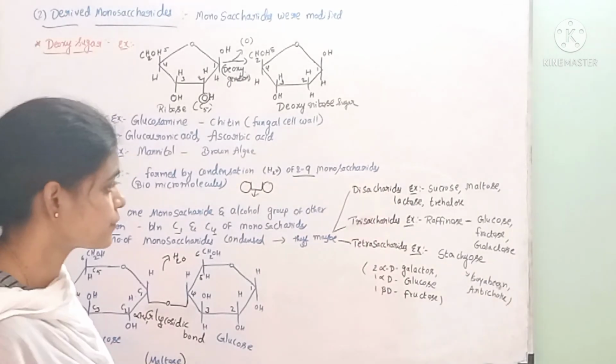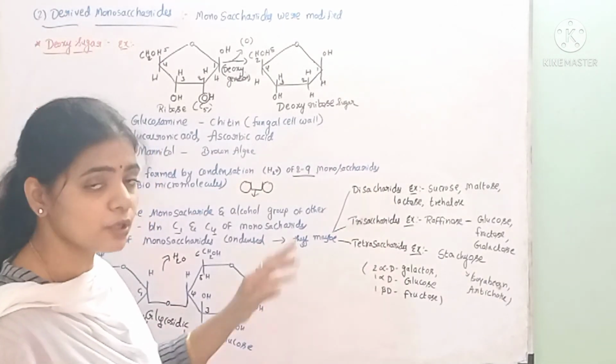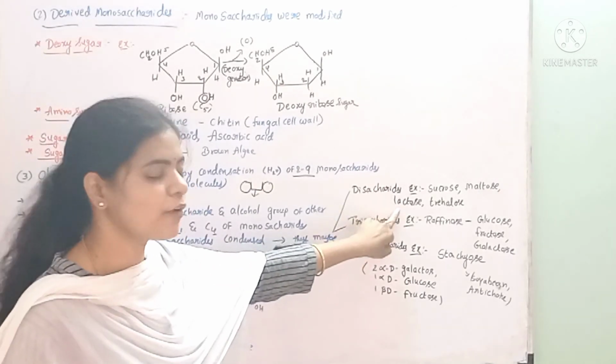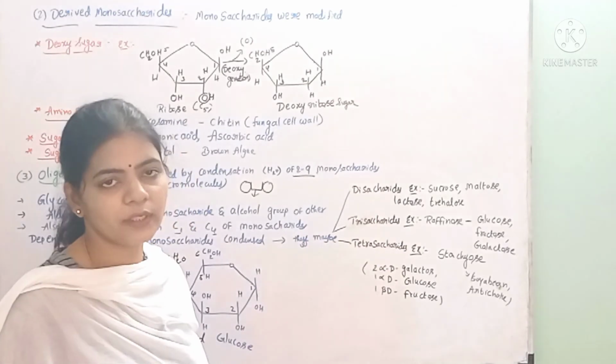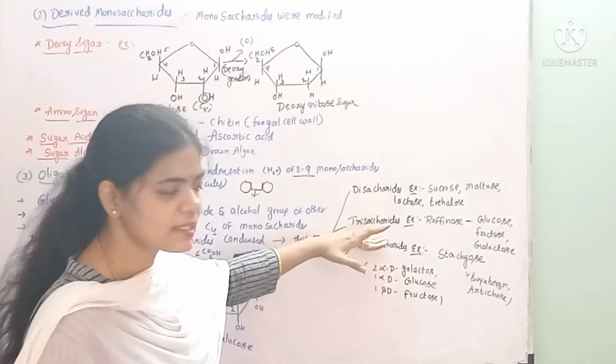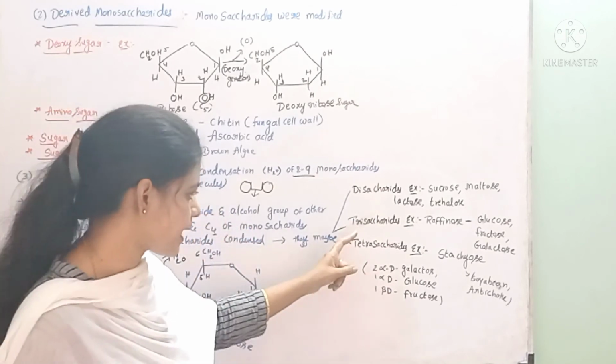And how is sucrose formed? Sucrose is formed by the condensation of glucose and fructose. And lactose is formed by the condensation of galactose and glucose. Like this, different disaccharides are present. Next, trisaccharide. If three sugars have been condensed, they form the trisaccharide.